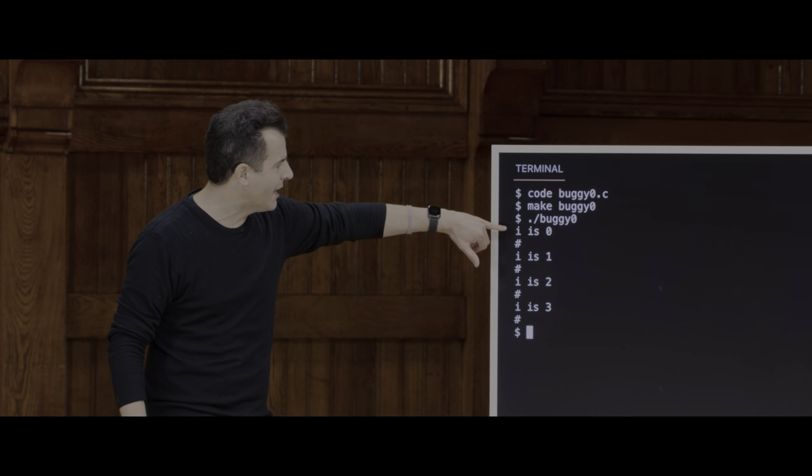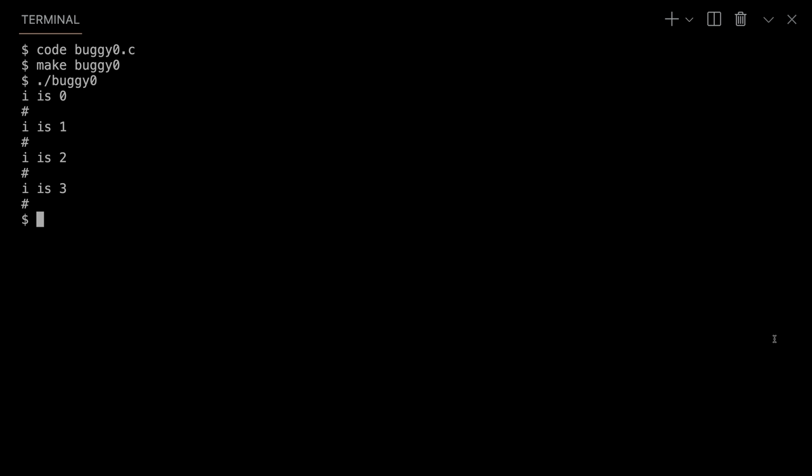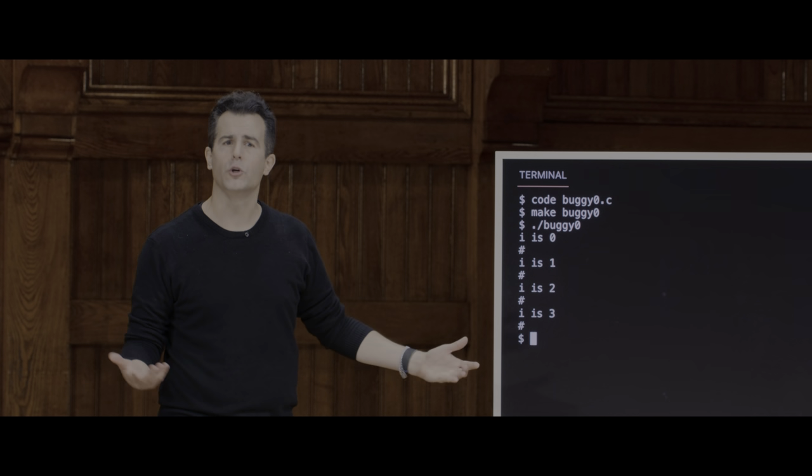But it is helping us diagnostically know that, OK, when i is 0, here's a hash. When i is 1, here's a hash. When i is 2, here's a hash. When i is 3, here's a hash. Well, wait a minute. That's 1, 2, 3, 4. So clearly, I'm printing it one too many times.